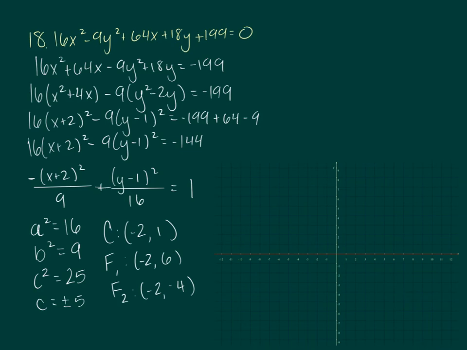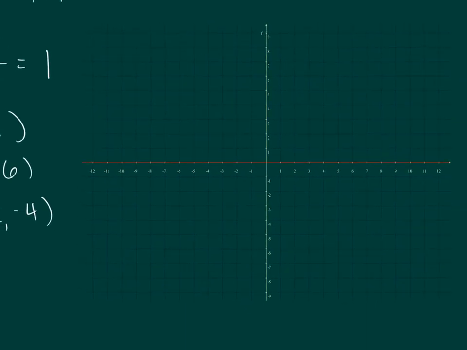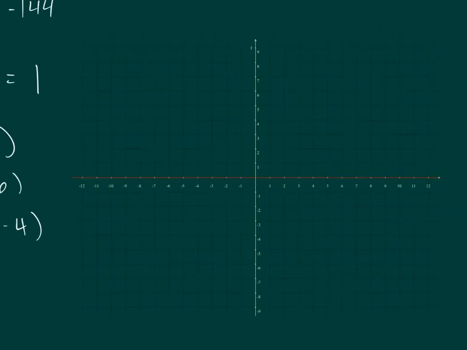And here's a nice trick, and this works for every single hyperbola, okay? So first thing you gotta do is plot your center. And so our center here is negative 2, 1. And I'm gonna zoom in so we can see this a little better. So we go to the left 2, up 1, okay?